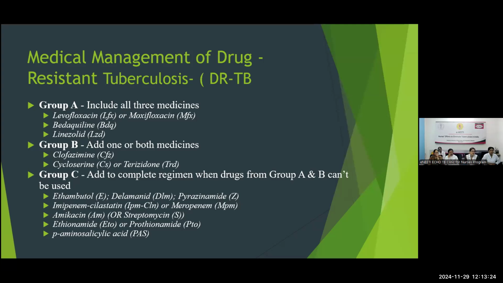In group C, drugs are added to complete the regimen when drugs from group A and B cannot be used. It includes ethambutol, delamanid, pyrazinamide, imipenem-cilastatin or meropenem, injection amikacin or streptomycin, ethionamide or prothionamide, and the last one is PAS, para-aminosalicylic acid.